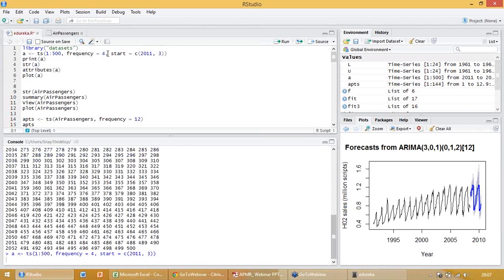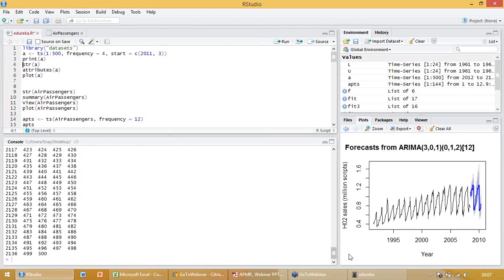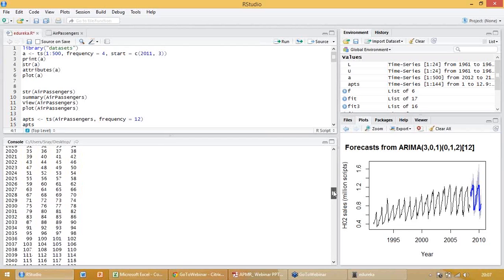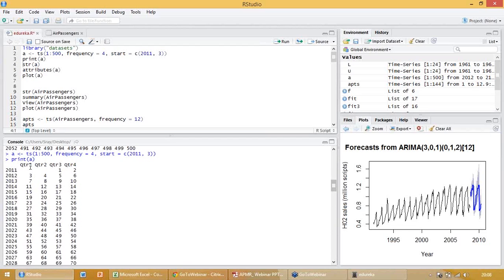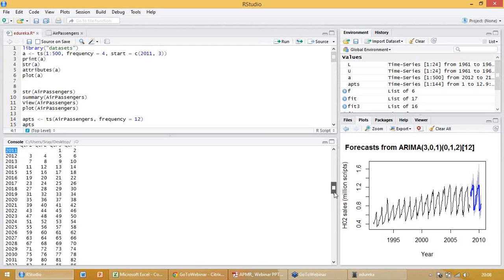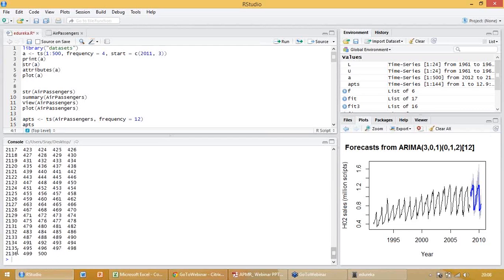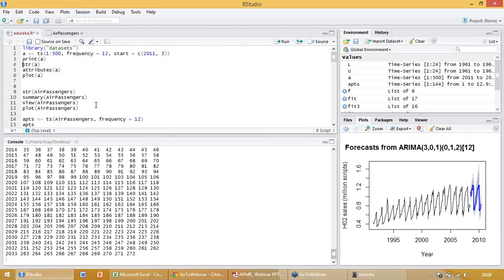Now what if I make the frequency 4 and do it again? It becomes quarterly data, starting from the third quarter, starting from 2011, and it will run until it reaches 500. The moment it reaches 500, it will stop. It reaches 500 in 2021-36, quarter 2. However, for our understanding, we'll keep it monthly, and we'll try to print this.